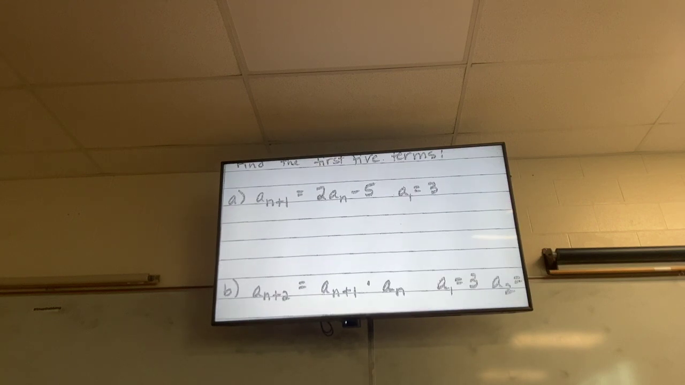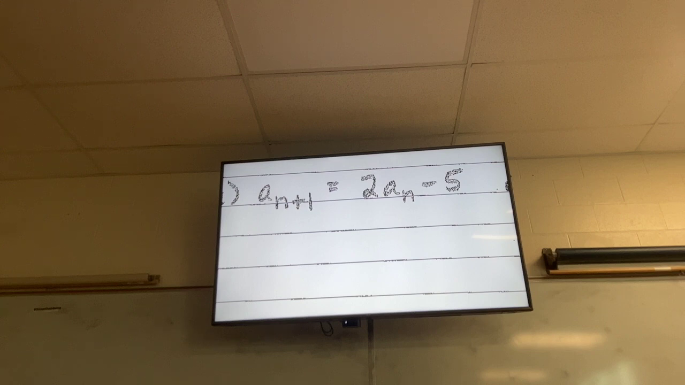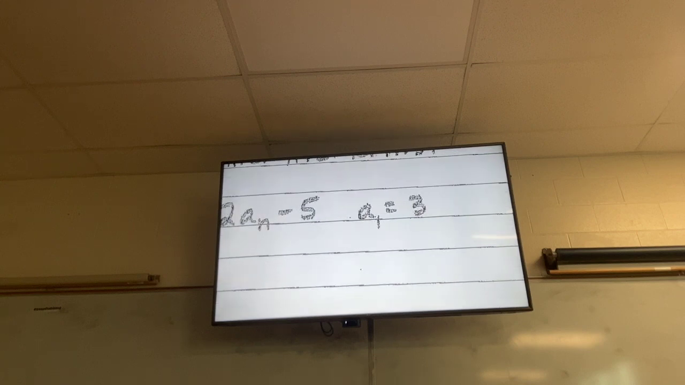Find the first 5 terms. This one's just kind of plug and chug. What this means right here, a sub n plus 1 equals, is just to get the next term in the sequence. We take the previous term, we multiply it by 2, and then we subtract 5. Okay? So how would I get a sub 2 here? I would do, on my calculator, 3 times 2 minus 5.